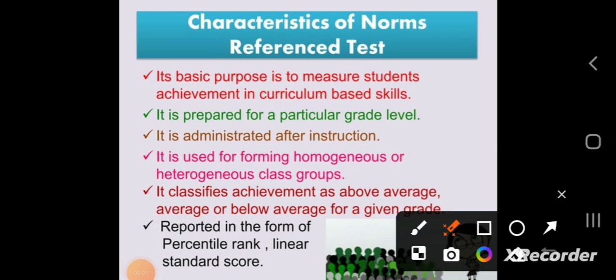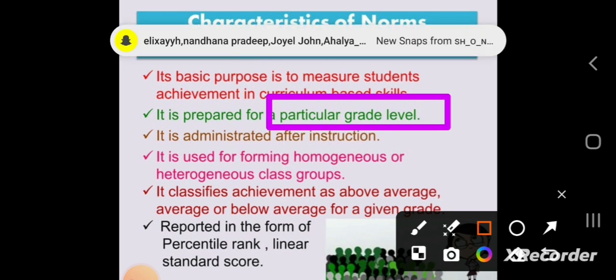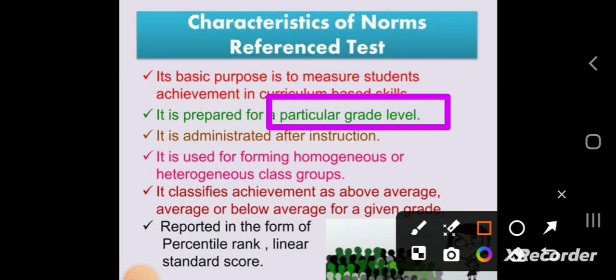Characteristics of norm-referenced test. Purpose. The primary aim of a norm-referenced test is to measure student achievement in curriculum-based skills and compare a student's performance to that of a large group, usually a representative sample of their peers, the norm group. Grade level specific. Particular grade level. Norm-referenced tests are designed for a particular grade level, meaning that the content and difficulty are aligned with what is expected of students at that grade level.